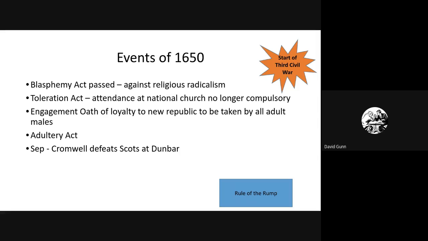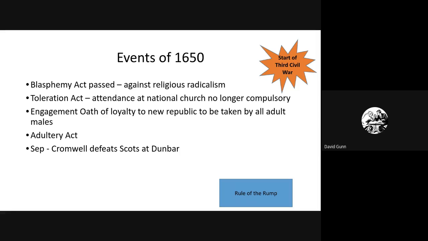1650, as a reaction to the radicalism, particularly the ranters, the Blasphemy Act is passed, which means that the ranters are imprisoned. A contradictory act, the Toleration Act, is passed as well, which ends compulsory attendance at a national church, and that basically means that the Church of England isn't in place as a national church anymore. There's no single national church, but there is an oath that adults have to swear to the Republic.